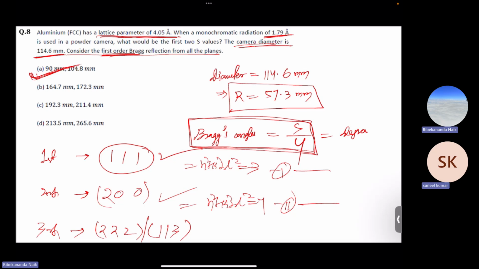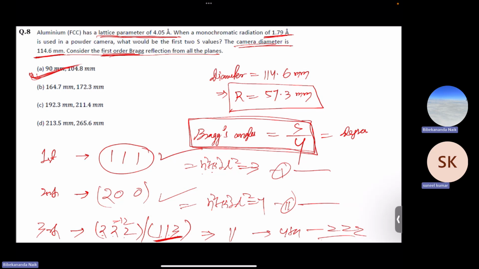If you see, these are in increasing value of h square plus k square plus l square. Here it is 3, here it is 4. So for the next value, this is 4 plus 4 plus 4, that will be 12. Here it is 9 plus 1 plus 1, that is 11. So here the next member will be 113. It will not be 222, so the fourth member will be 222. Is this clear to you?